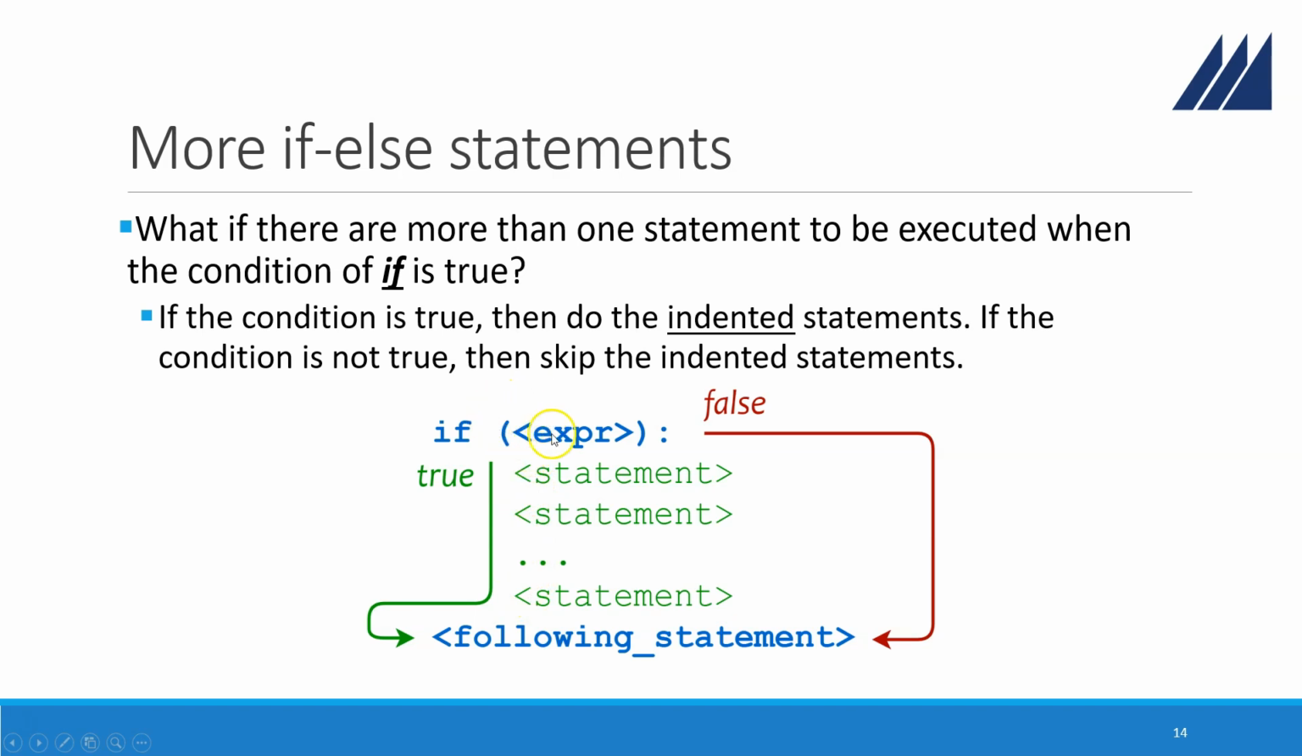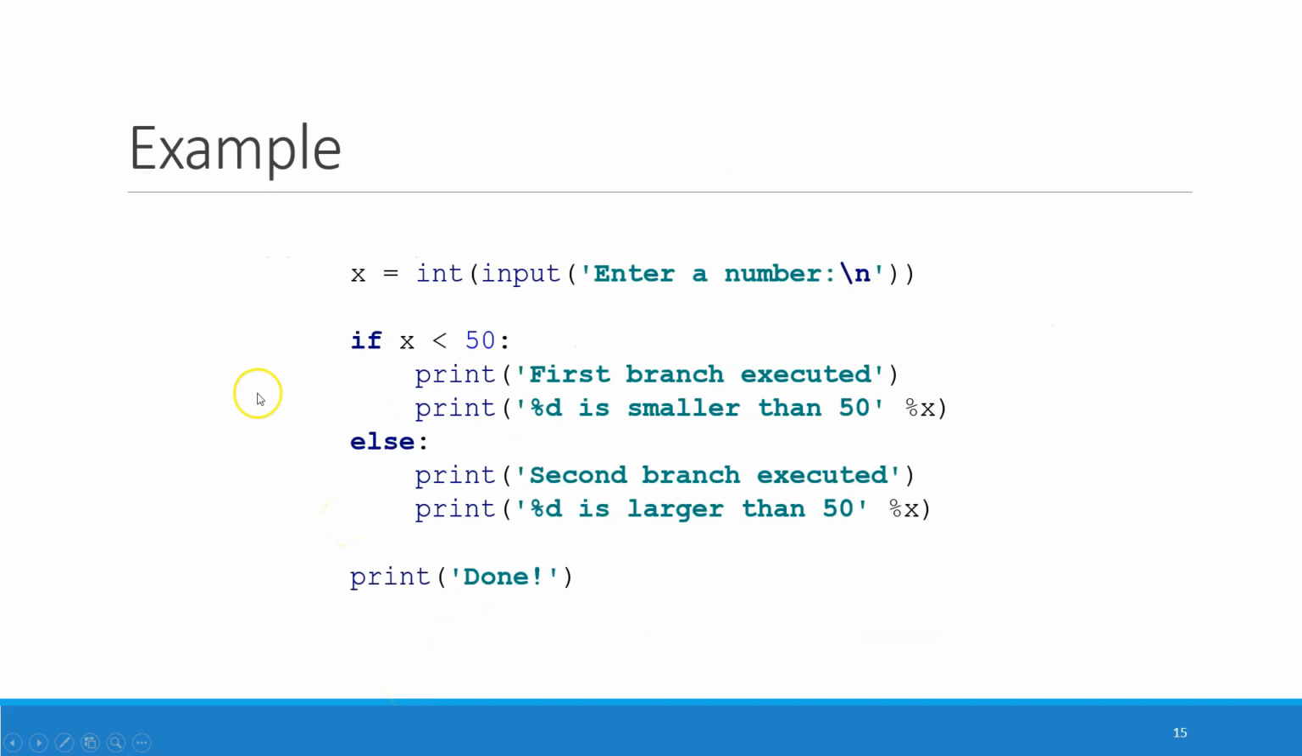So if the condition is true, I'm going to execute this block. After I finish executing this block, I'm going to go to the rest of the program. Make sense? Okay. Let's take a look at this example. Here we have two statements for each one of these branches.